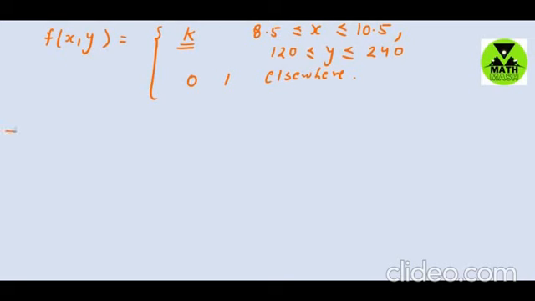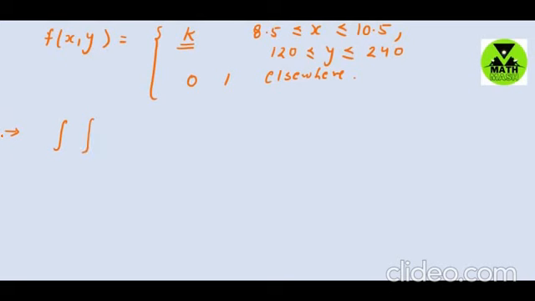It is given by k whenever 8.5 is less than or equal to x is less than or equal to 10.5, and 120 is less than or equal to y is less than or equal to 240, and this is 0 elsewhere. So this is a probability density function, and we have to compute the value of k. Since it is a valid probability density function, by the second condition of the probability density function, the integral over x values and integral over y values.